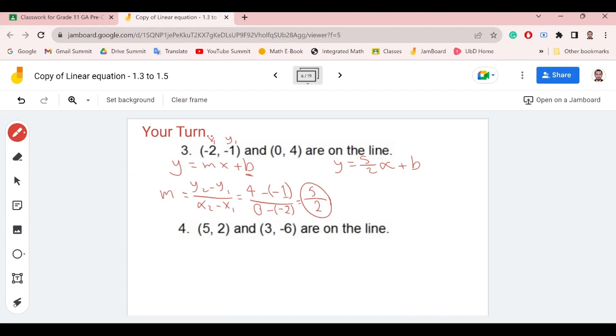You can choose one of these points and replace them as y and x, right? So this x, this y, okay? So let's take this point, or this one's easier because there is no negative. So this is x, this is y. So 4 equals 5 over 2 times 0 plus b. So that means b is equal to what? 4. So now we have the formula y equals 5 over 2x plus 4.